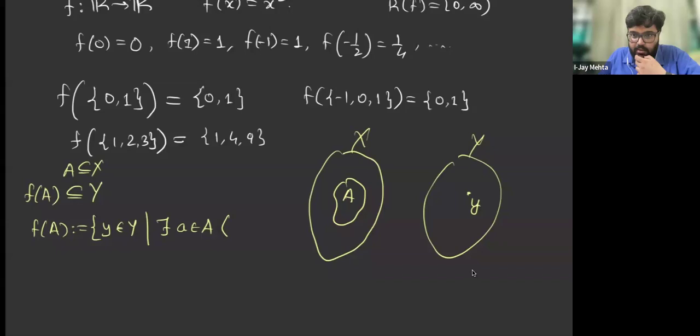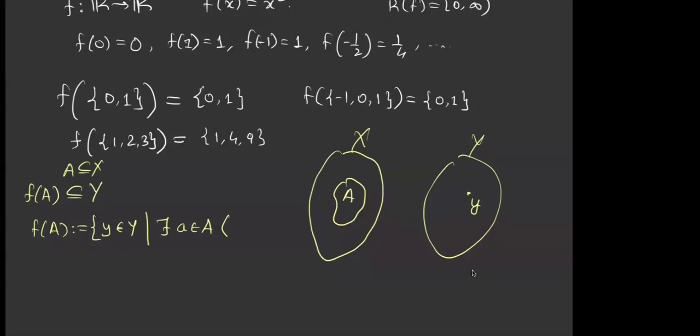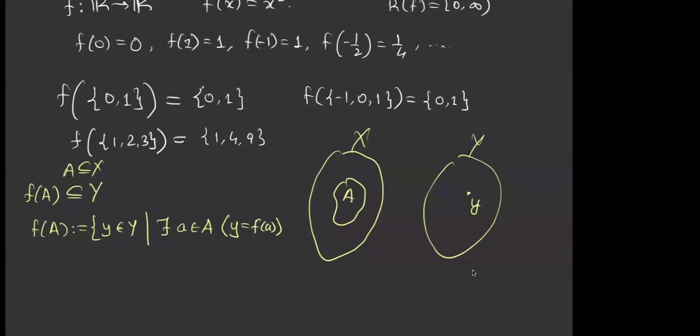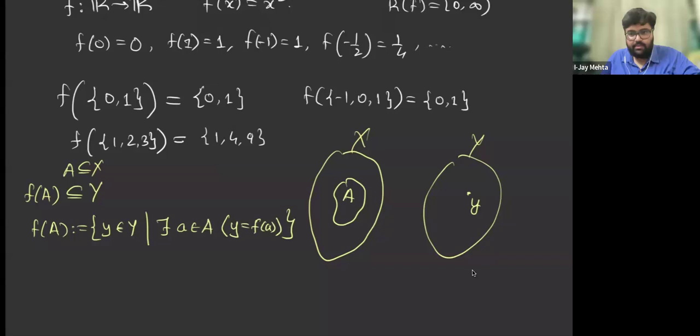Or do you want to write in a different manner? y is equal to small f of small a. Why do we write that? Because y is the one we are defining, right? Okay. Yes. Good. How many of you understand this? Any other? Does anybody have any other way?